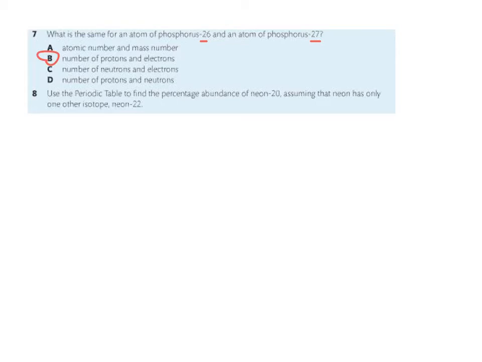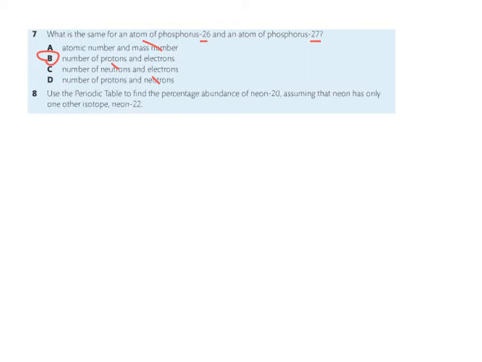The number of protons and electrons is the same. Mass number and neutrons are not. And number 8, use the periodic table to find the percent abundance of neon-20, assuming that neon has only one other isotope, neon-22.